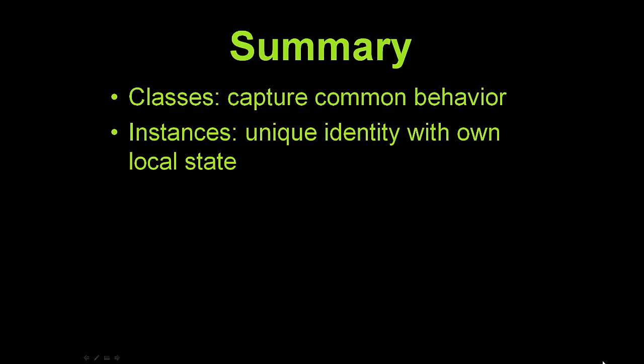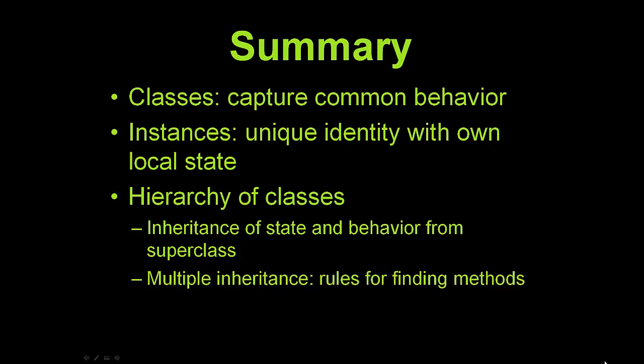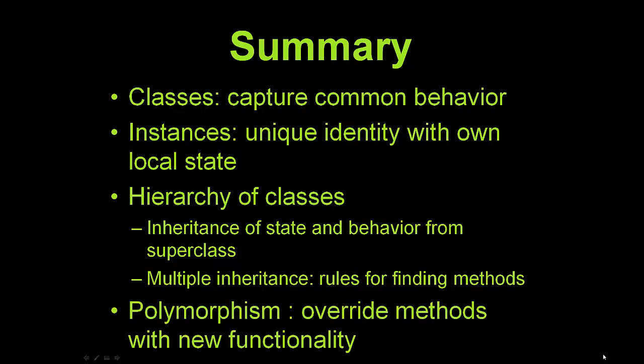Okay, now the summary for today's class. We talked about classes, which are the high-level blueprints of the objects. Instances are particular objects of each class, each with a unique state. And typically in classes, you have this hierarchy. Inheritance allows the state and behavior of the superclass to be inherited by the subclass, which can extend the behavior of the superclass. And if you have multiple inheritance, then you need some rules of figuring out which methods to apply. Polymorphism allows you to use the same method name to do different things in different places. And sometimes you can also do overloading, whereby you can have the same method name with different sorts of arguments.